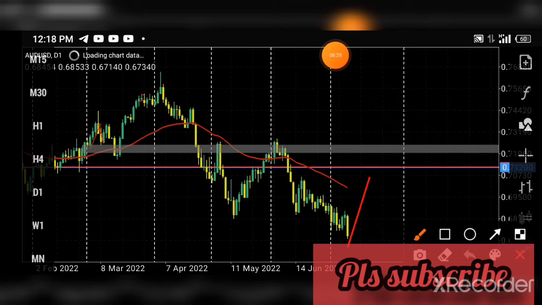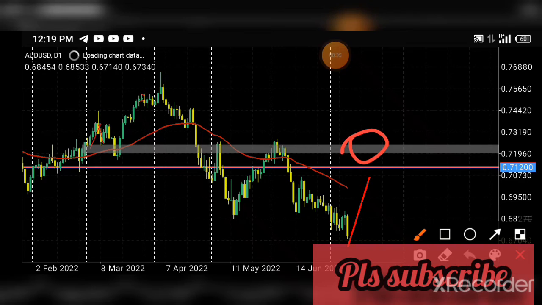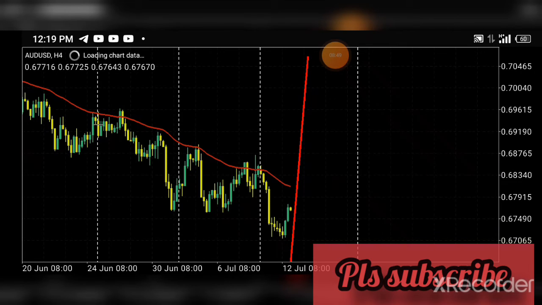Market will be coming down to this level now to test this particular resistance here, and we're going to see something rally down. Without wasting much of your time, let's go down to the 4-hour time frame so you can see the clear direction of what the trend is showing us.